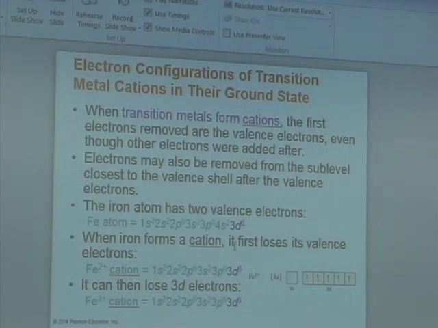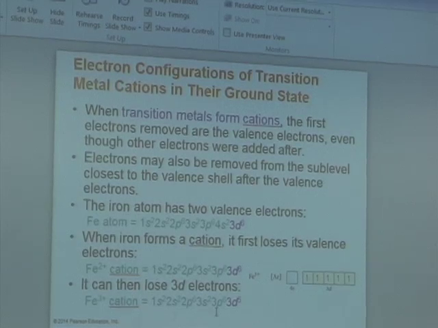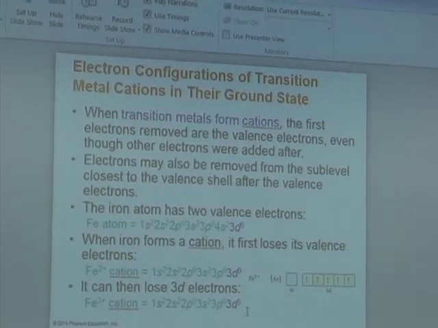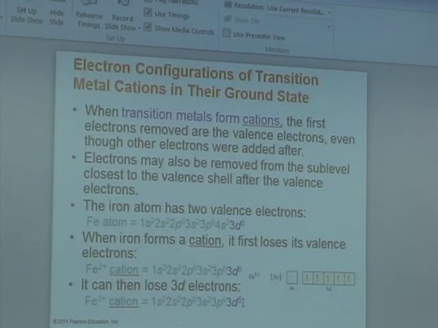So when it forms a cation, it can be in the form of 3d6, where you lose the 4s2 first, right? Because the d is lowered. Or it could be a 3d5, because that's actually very stable also.